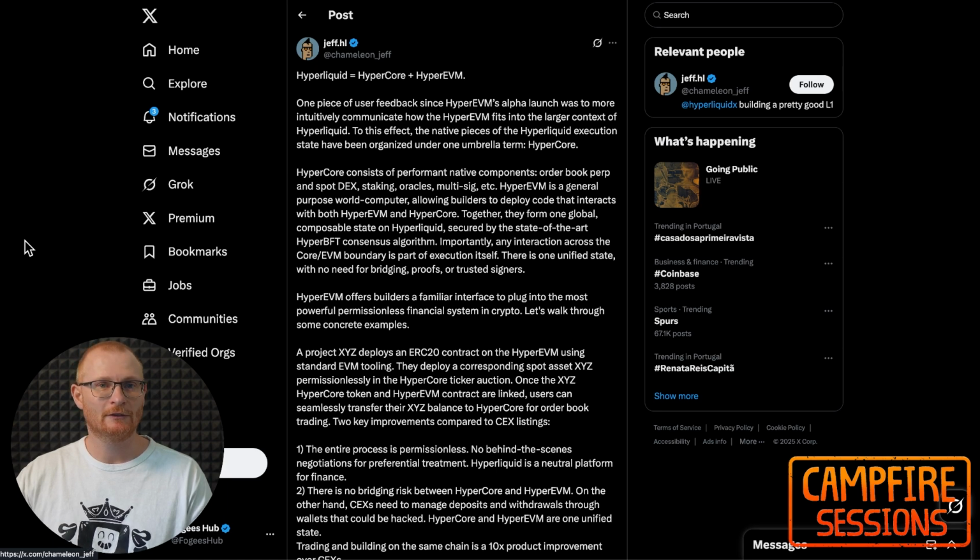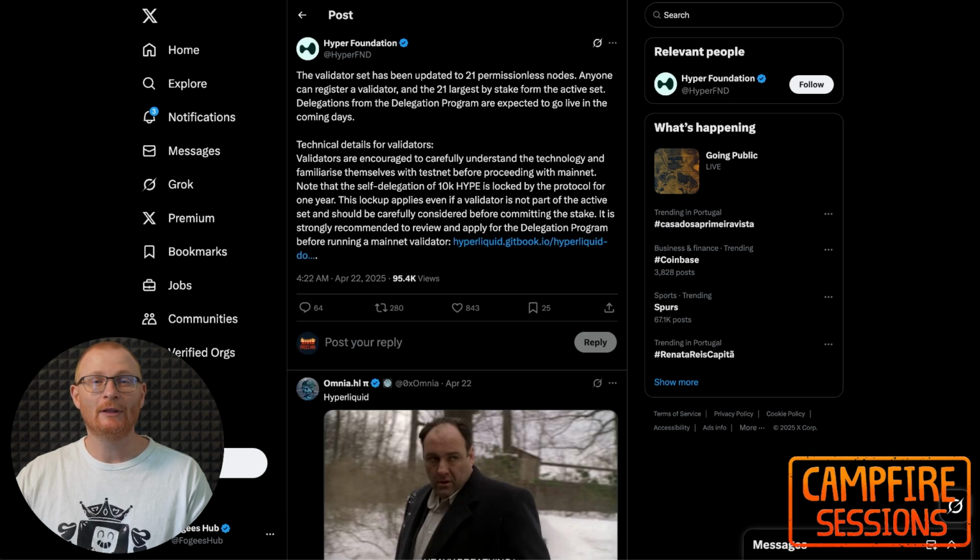Kind of like how Binance leverages BNB, kind of. But not everything was perfect. One early criticism was centralization. Initially, the validator set was small, raising concerns. Hyperliquid recently responded. They expanded to 21 validators in a permissionless setup based on stake weight. And that is a solid fix.